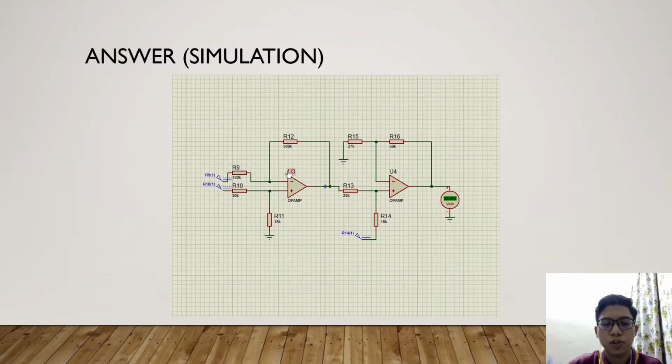Alright, so this is the answer for the simulation for question 2, to determine whether the simulation voltage output is equal to calculation 1. So okay, this is the circuit that has been configured.